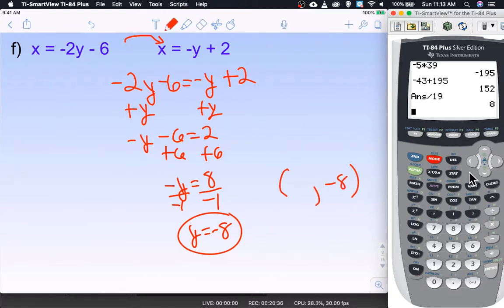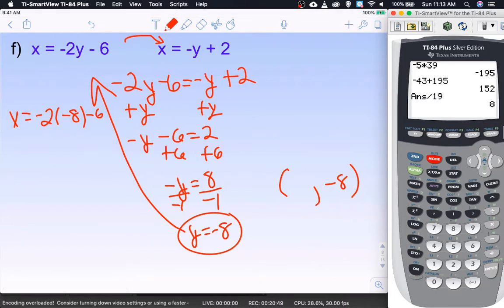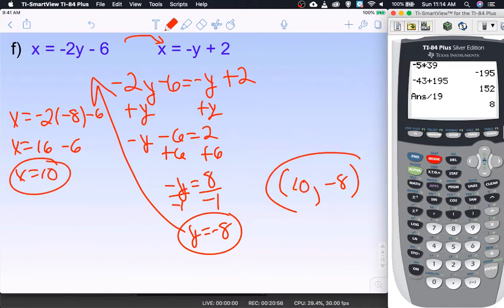And just like before, I'm going to take him and plug him in there, just because I can. And x equals negative 2 times negative 8 minus 6. So I plugged in negative 8 for the y variable. And now x equals 16 minus 6, x equals 10. And there we have it. Hopefully you got the same answer as me. Even if you use the elimination method, if you use a different method than me, you should still get the same solution.